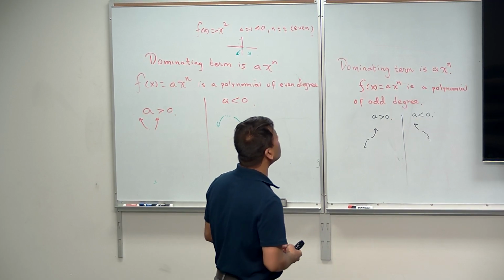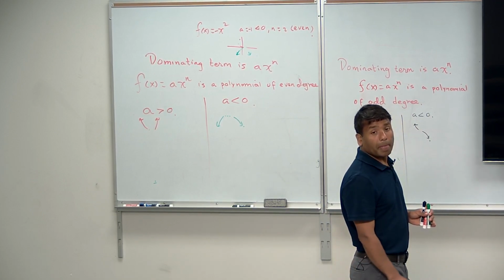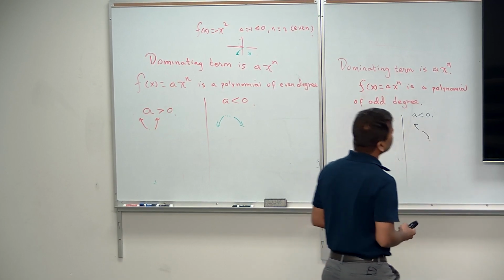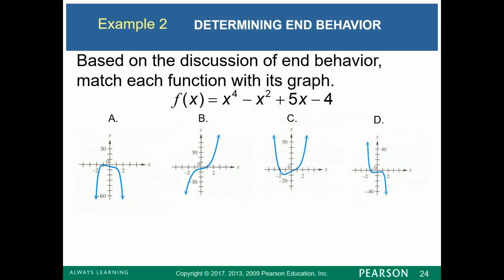So if you know this, you can easily figure out this kind of thing. Now, based on the discussion of the end behavior, match each function with its graph. So now, you look at the slides, right? So f(x) equal to x to the power 4 minus x squared plus 5x minus 4. Is that right? See that? So now, what is the dominating term? x to the power 4. Yes. Now, is 4 even or odd? Even. And what is the value of A? 1. Yes. A is positive, right? n is even. Is that right? So the end behavior will be rises to the right as well as rises to the left.